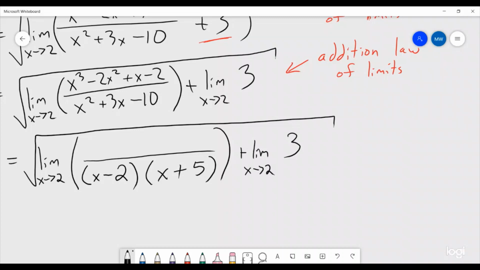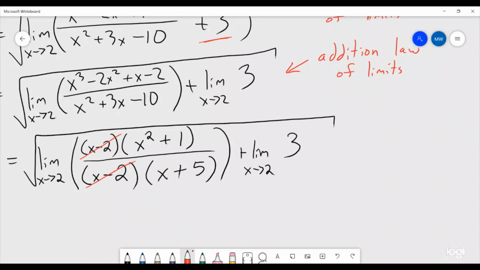But we also knew the top was 0 when we plugged in 2. So that means the top also will have an x minus 2 piece. And what's left? If we factor out an x minus 2, it turns out what's left is an x squared plus 1. Okay? And now that we're inside the limits, we can cancel stuff. So that means this will cancel.